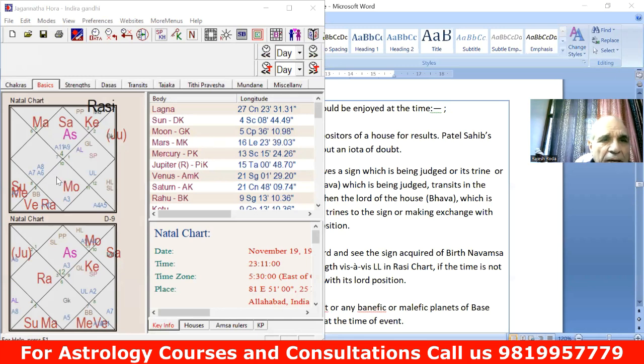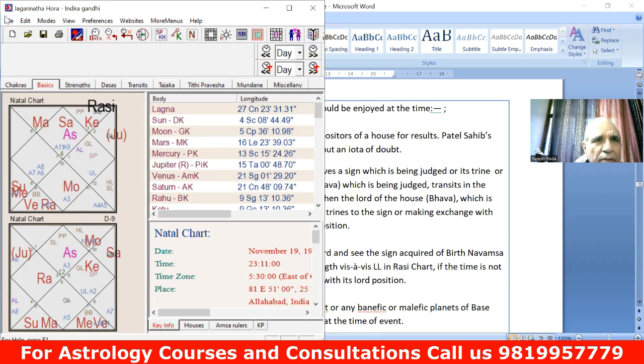Take the Rashi dispositor of a planet, say the Moon, which represents only Lagna. Lagna, Moon and Sun have only one house; the rest all have two houses. We don't include Rahu and Ketu here in the present scenario. So the Moon's Rashi dispositor is Saturn. Let us see where the Rashi dispositor of the Moon is.